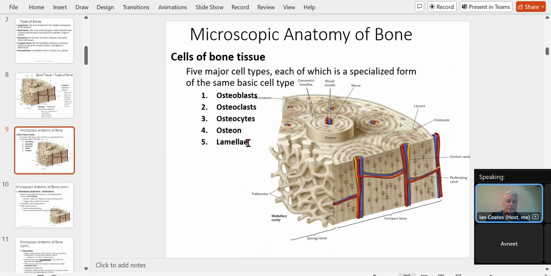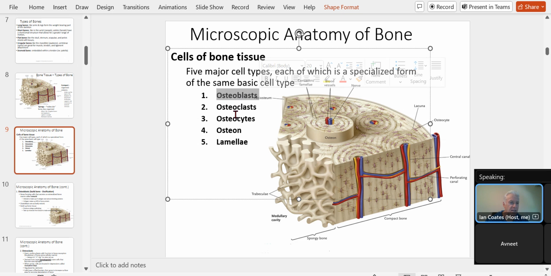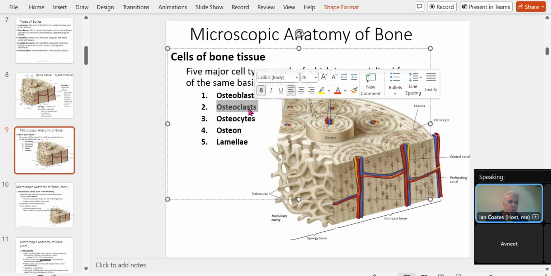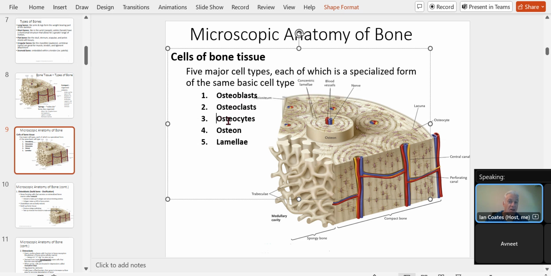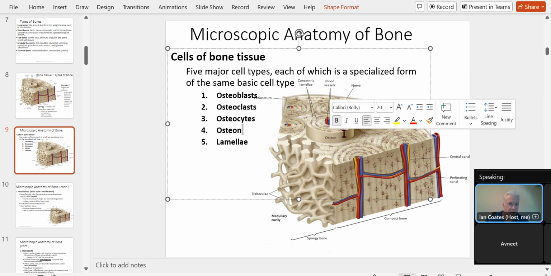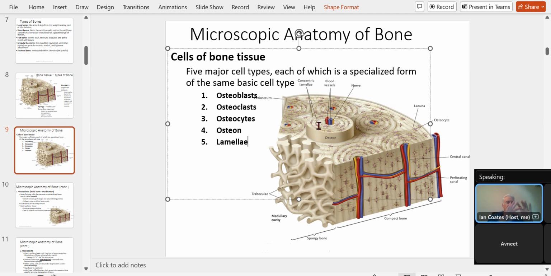Here are just different structures and cells that I'd like you guys to know. There are osteoblasts with a B, and osteoclasts with a C. We'll get into these. Osteocytes are the big boss. They control these two, the osteoblasts and osteoclasts. Osteons, we've already seen these guys. Those are your osteons, those Haversian canals right here. This whole circular envelopment circumvents the living tissue and blood vessels. And then you have these lamellae, which we'll get into in a little bit as well.